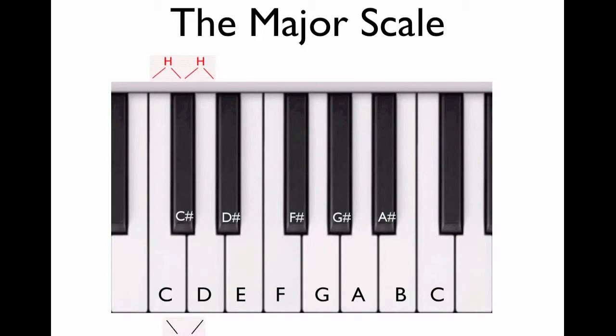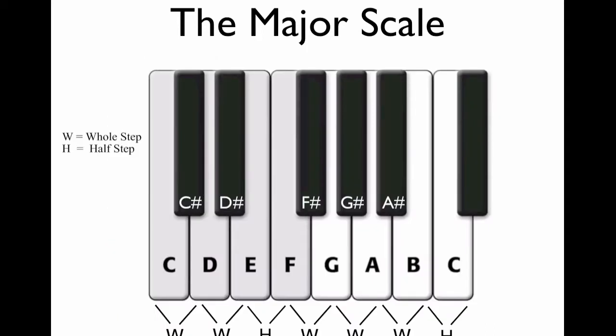Let's apply this to the major scale. Using the formula of the major scale, starting on C, we will skip over C sharp and then play D. We will do the same procedure from D, skipping over D sharp and playing E.